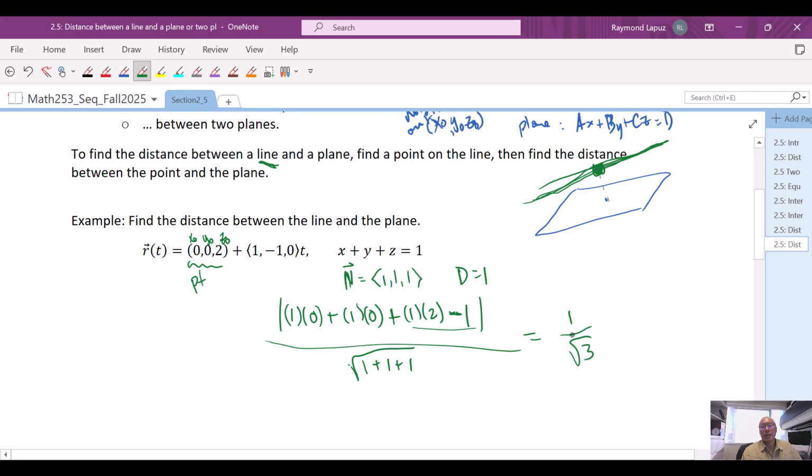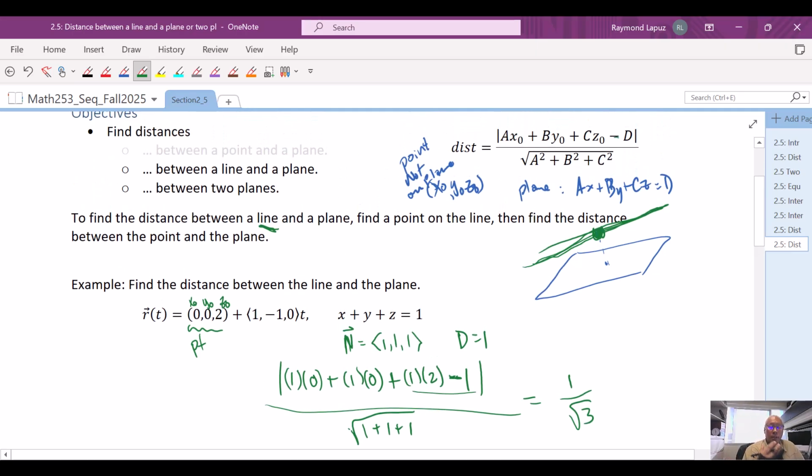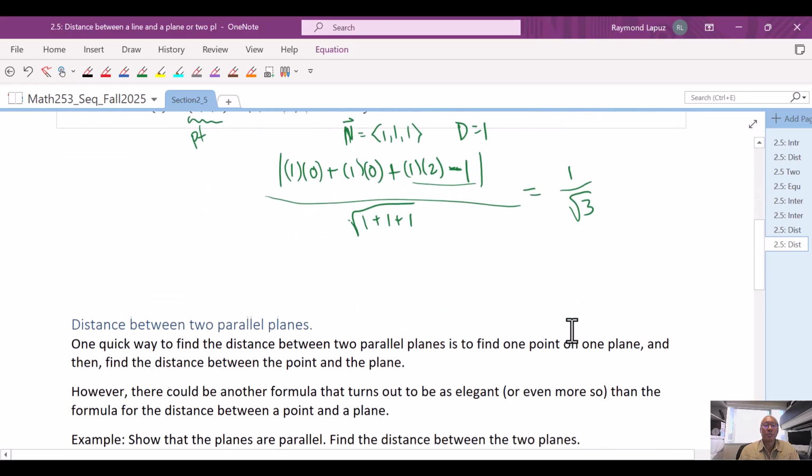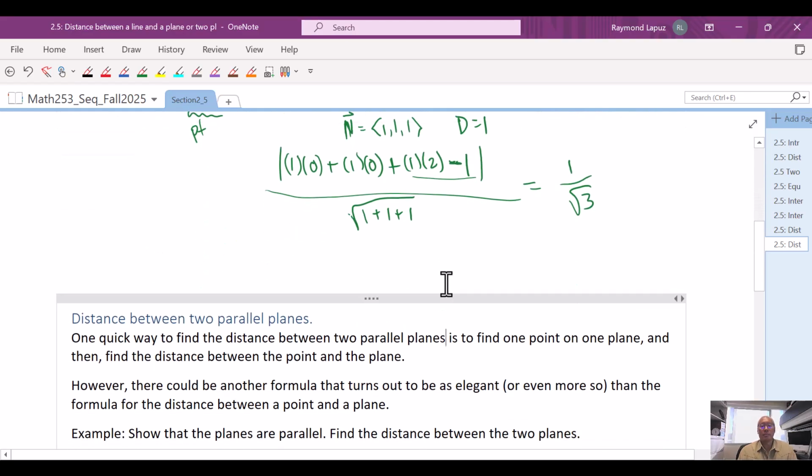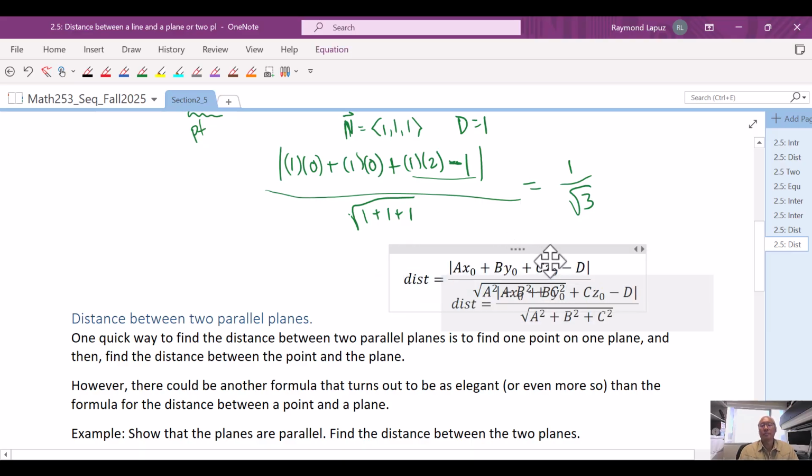So it looks like the distance between, in this example, this line and this plane is going to be 1 over root 3. All right, so that is our first objective for the video. Let's take a look at our second objective for the video. And what I'm going to do is I'm just going to copy this over, because to find the distance between two parallel planes, we can essentially use the same formula, right?